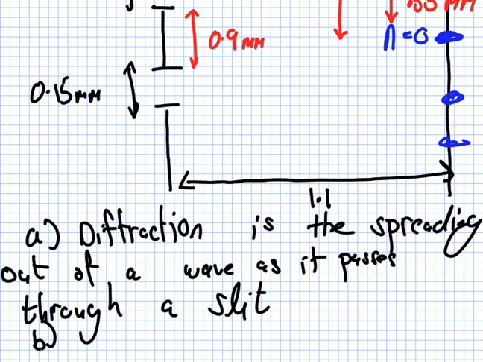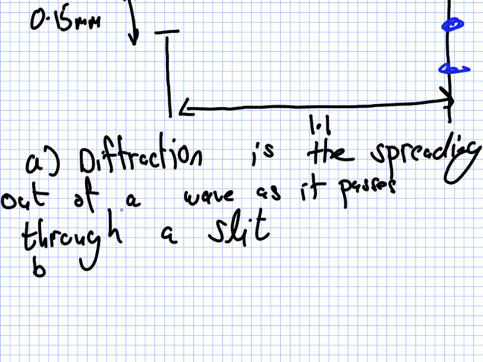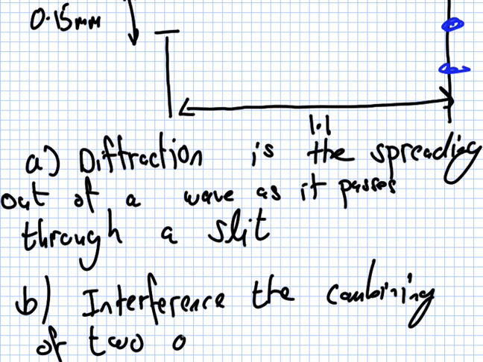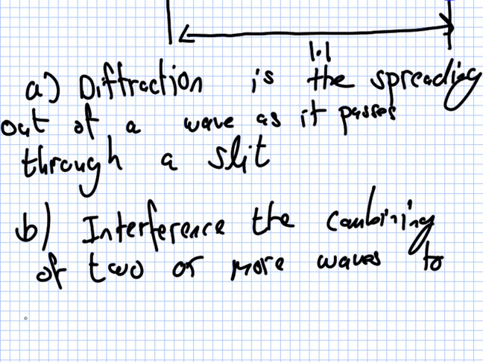B. What is meant by interference? So what's interference? When two waves come together, they form a new wave, etc. Yes, you're right. So interference is the combining of two or more waves to make a new wave.